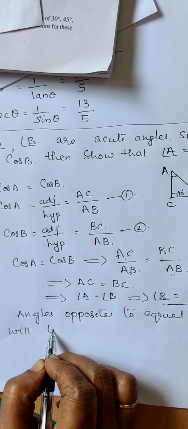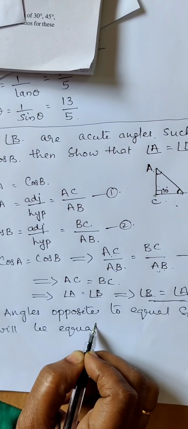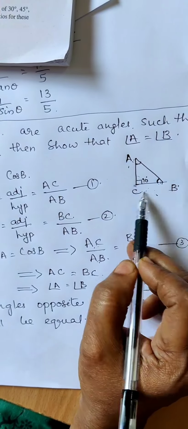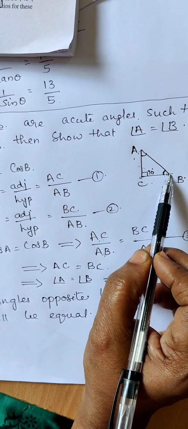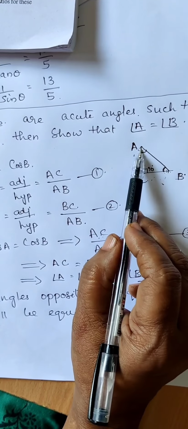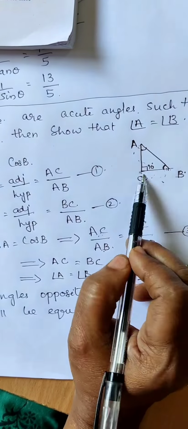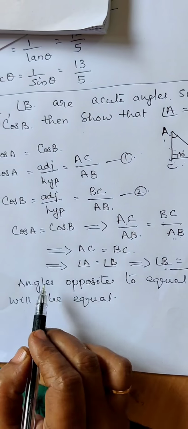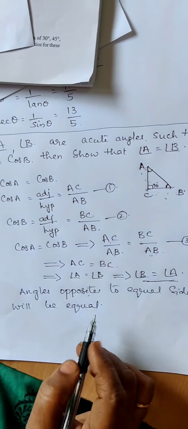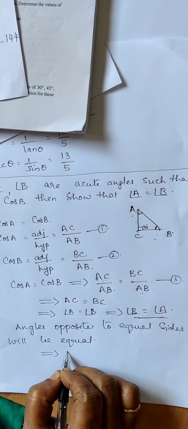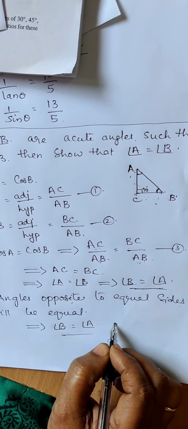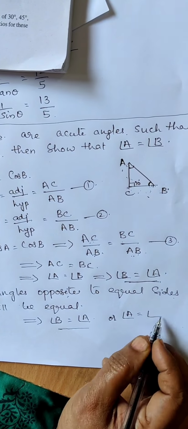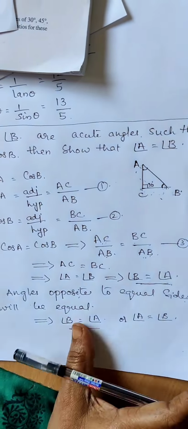Here, AC is equal to BC. These two are equal sides. Now what is the angle opposite to CB? A. What is the angle opposite to AC? B. So according to this rule, angles opposite to equal sides will be equal. According to this rule, angle B is equal to angle A, or angle A is equal to angle B. Hence proved. So problem number 6 is also over.